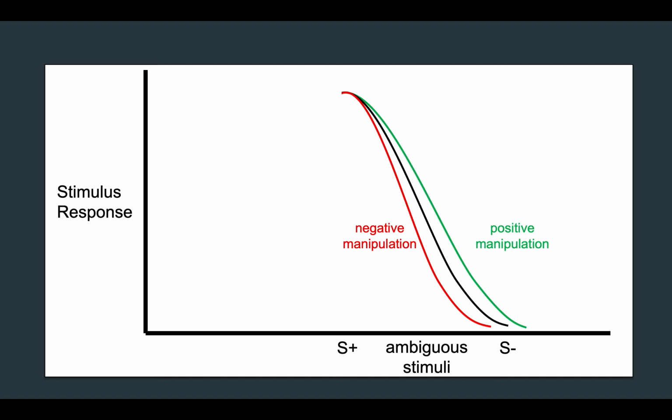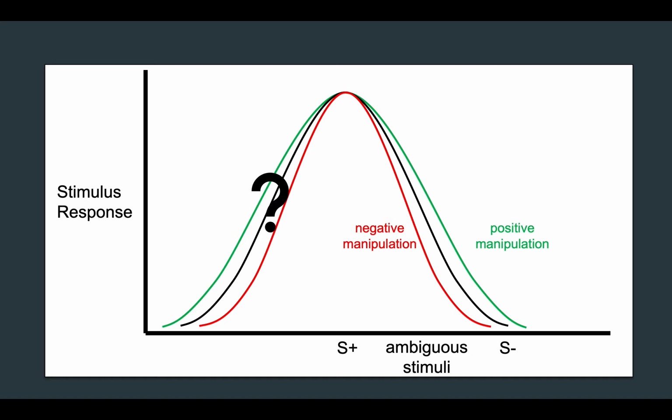But if you've looked at stimulus response curves before, you might be thinking, this is only half a curve. What about the other half of the curve? And that's exactly the question we are interested in. Judgment bias tasks look exclusively at changes in response to the ambiguous stimuli, but they don't assess changes in response to the rest of the stimulus response curve, and that's what we wanted to learn about.